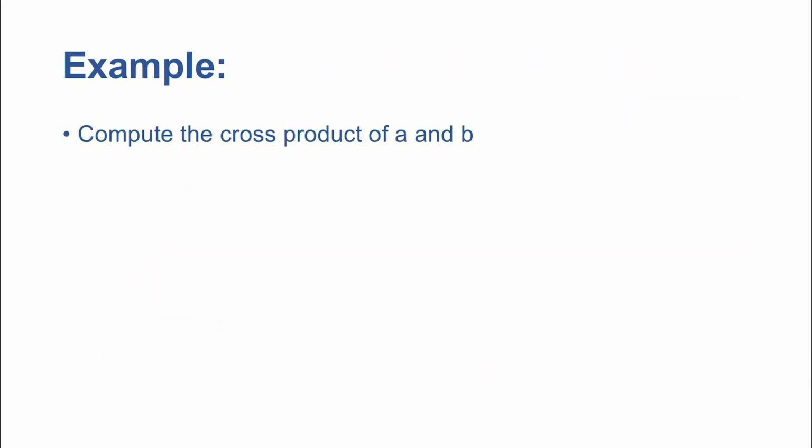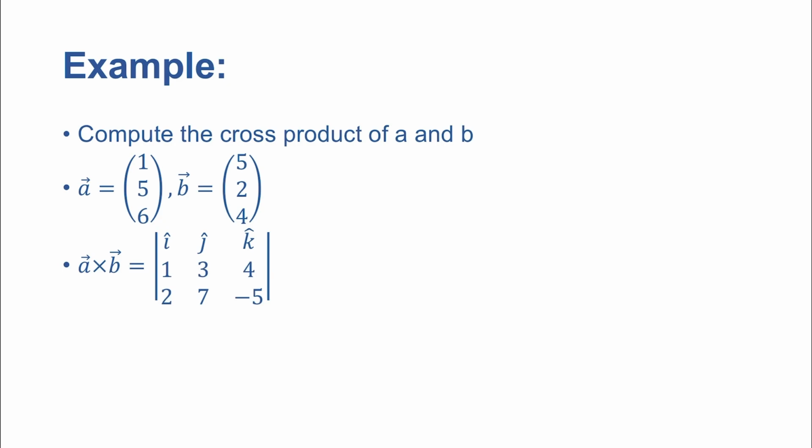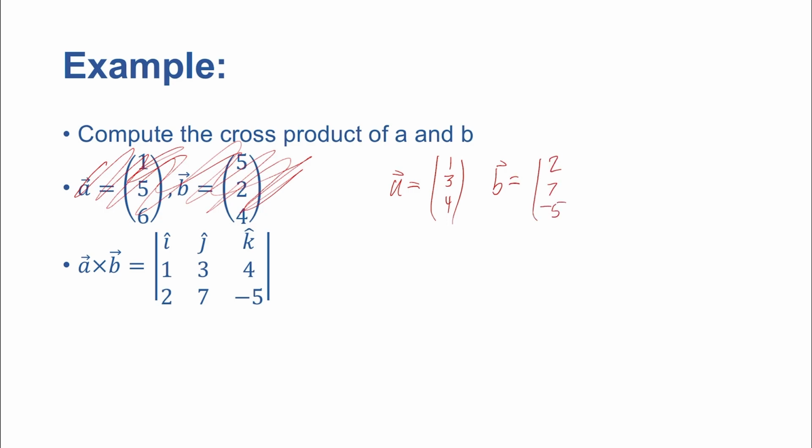Now we can try an example so that we know what we're doing. I'd like us to compute the cross product of the two vectors A and B, such that A is equal to 1, 5, 6 and B is equal to 5, 2, 4. All right, so what we do is we're going to plug this into the, oh wait, actually, these are the wrong vectors. I will rewrite them. A vector is going to be equal to 1, 3, 4, and B vector is going to be equal to 2, 7, negative 5.